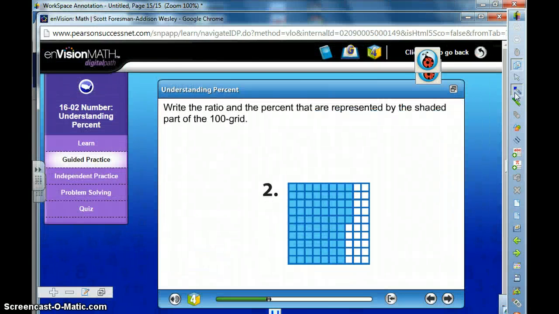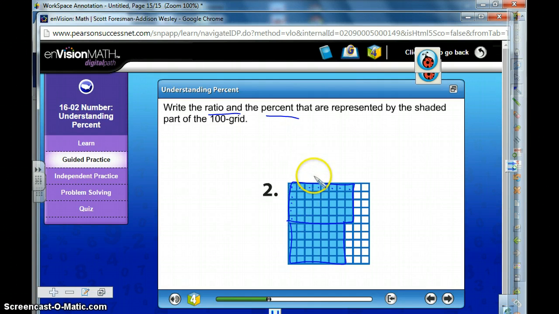Number 2, write it as a ratio and a percent. Ooh, this time, let's look at this part first. See how many squares there are, then we'll add it to this part. We get 1, 2, 3, 4, 5, 6, 7, 8 times 1, 2, 3, 4, 5. 8 times 5 is 40. And here, 1, 2, 3, 4, 5, 6, 7 times 1, 2, 3, 4, 5. 7 times 5 is 35. We add them up. 75.